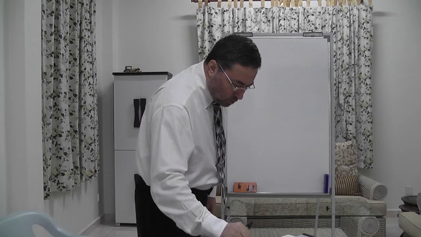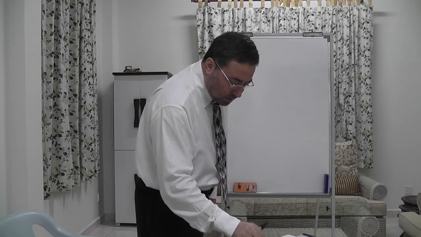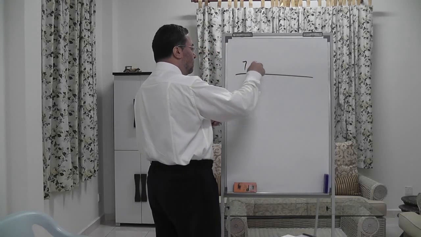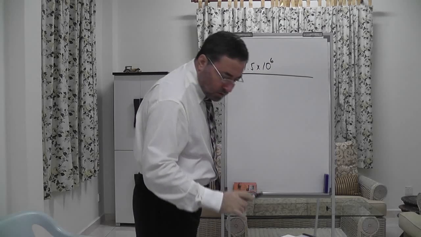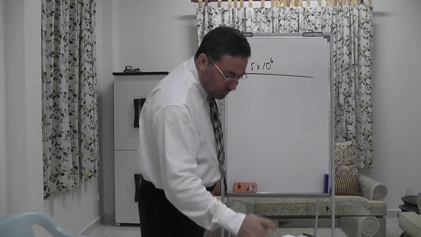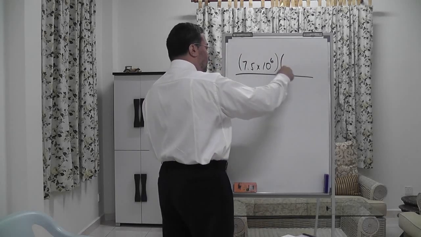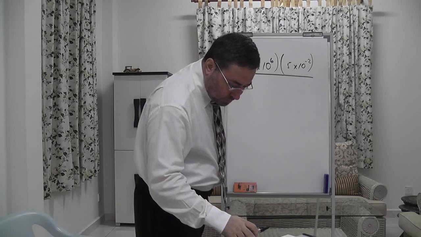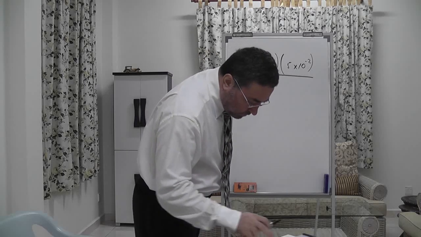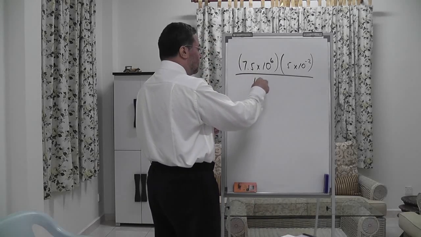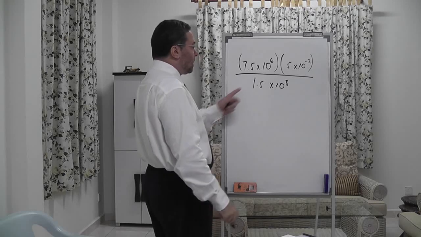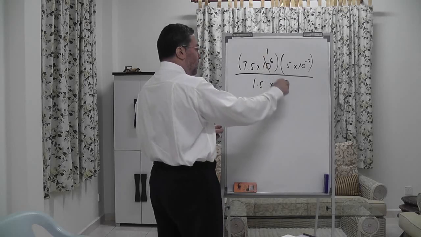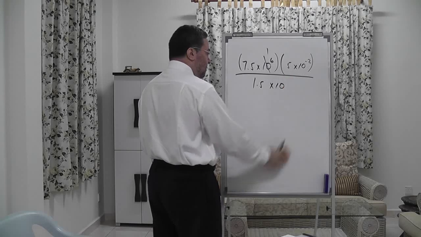Next we'll do number 28. Again, we'll put it in scientific notation right away. 7.5 times 10 to the 6 times 5 times 10 to the minus 2 over 1.5 times 10 to the 8. Right away we can cancel this 6 with 6 from here. So this 1 and this will be 10 squared.